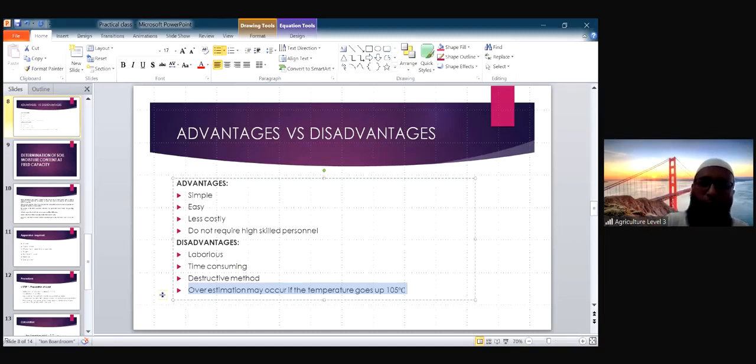This way, with the reduction of water content in the soil, water tension rises.